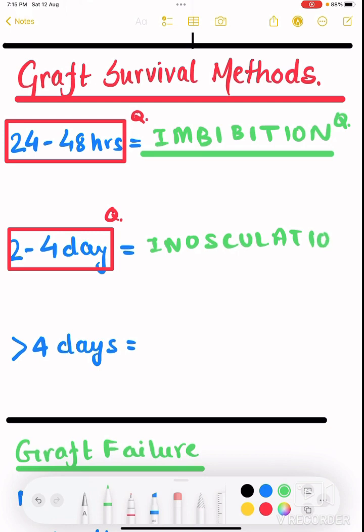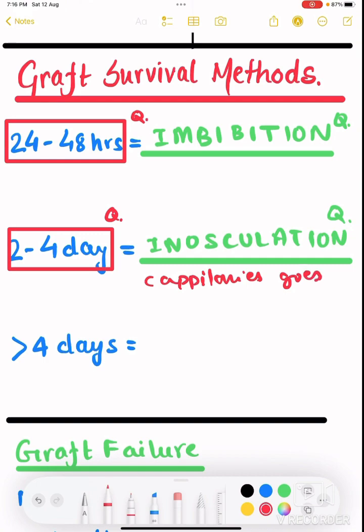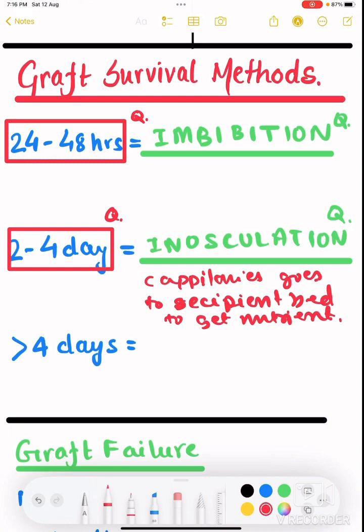What is inoculation? Capillaries grow from underneath the graft, and the capillaries from the graft also go towards the recipient bed to get nutrition, and they share nutrients, right? Capillaries grow just like roots grow in plants.